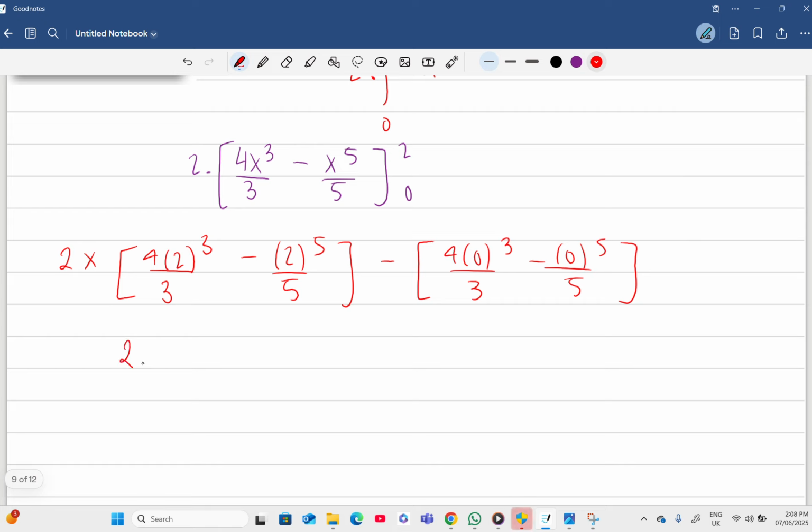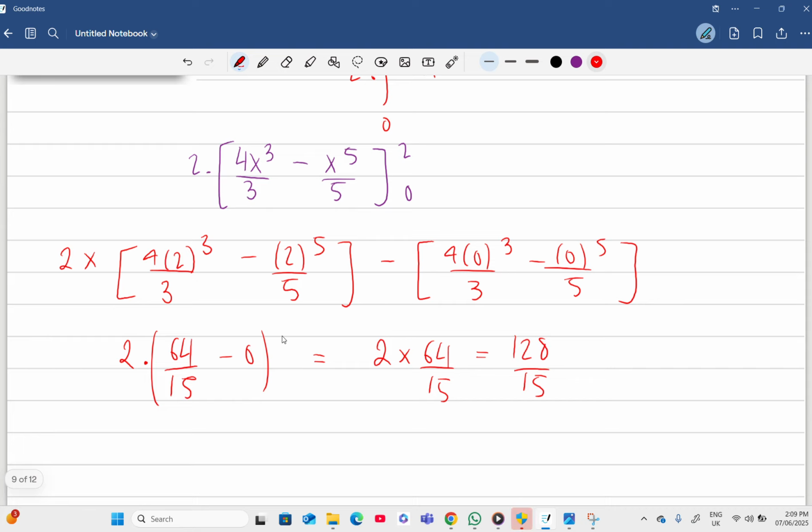Now we're going to get 2 times the solution for this bracket, which is 64 over 15, and minus 0, which is just 64 over 15. In the end, you're going to get 2 times 64 over 15, which gives me 128 over 15. Now don't forget to multiply by the 2.